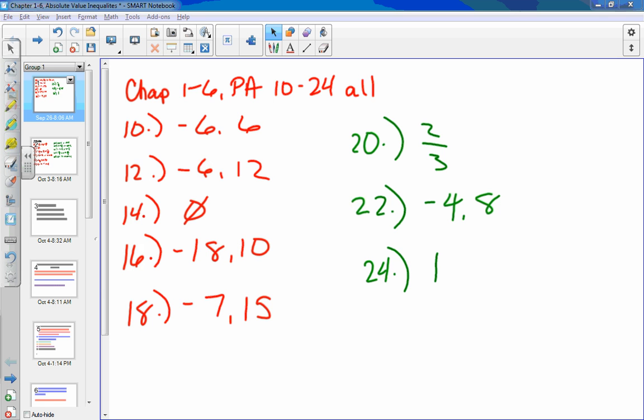Okay, Chapter 1-6, Practice Exercises A, 10 through 24 all. Here are the answers. This is actually even answers. Please go ahead and check them. You can pause this video and check your answers and make sure that you have case 1 and case 2 where it's necessary, and make sure that you've checked your answers.